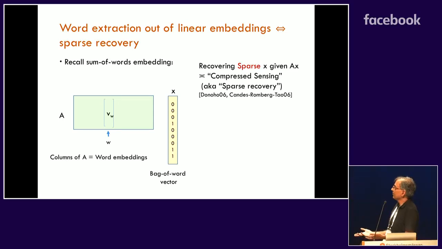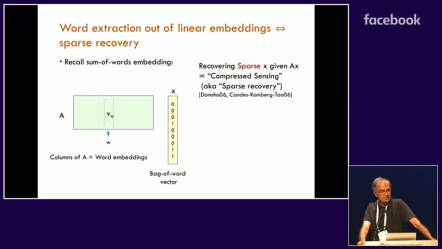Now when you take the sum of word vectors, what you're doing is multiplying this matrix by the bag-of-words vector, which is just a sparse vector which has a 1 in all the coordinates corresponding to the words that are in the document. So that's the bag-of-words vector. If you do A times x, you're just summing up the word embeddings of the words in the document. So if that sum of word embeddings is doing reasonably well, and as we saw the weighted ones do much better, maybe you can recover the bag-of-words information from this embedding.